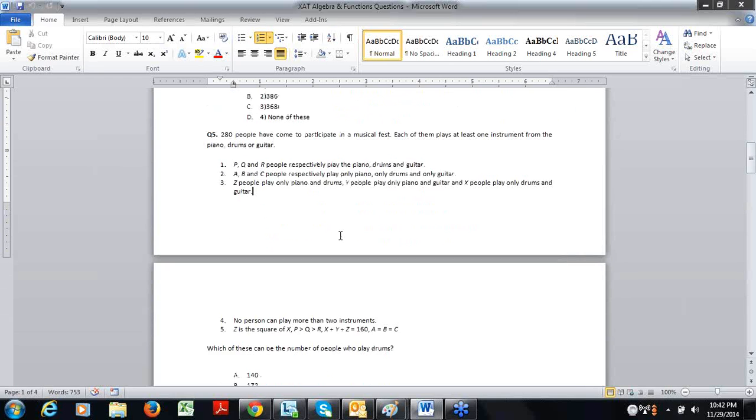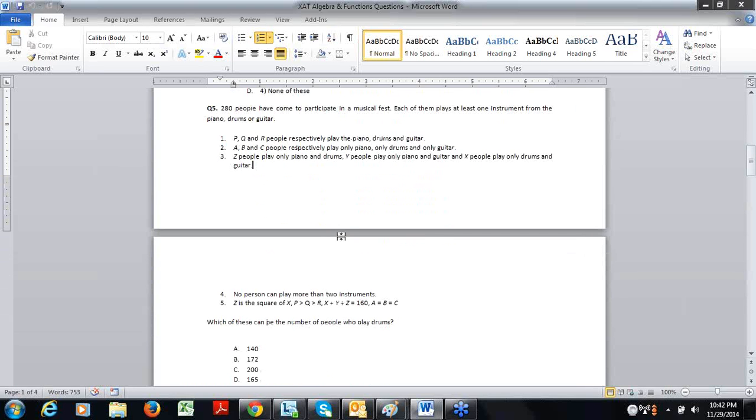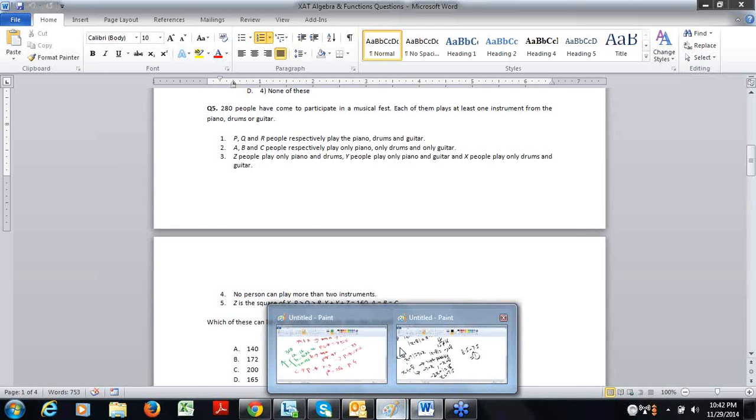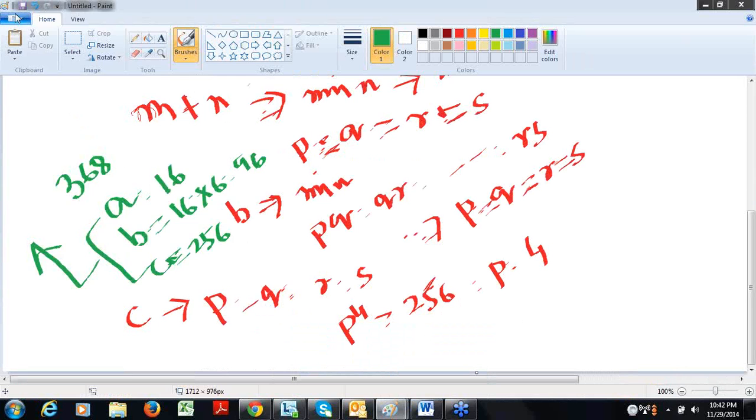Okay. Let me move ahead to question number 5. What does question number 5 say? 280 people. It's a simple set theory question. So it is saying 280 people have come to participate in a musical fest. Each of them plays at least one of the instruments from piano, drums and guitar. Now let us take each of them one by one.